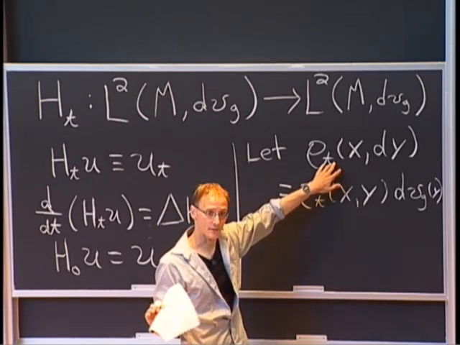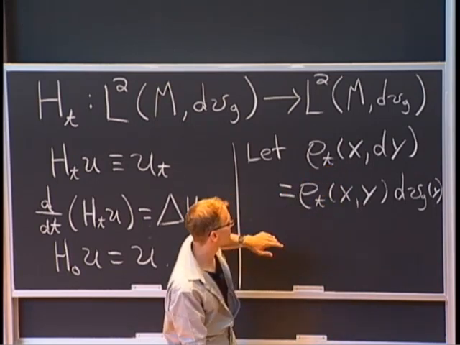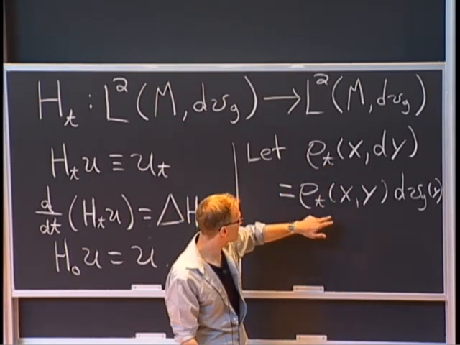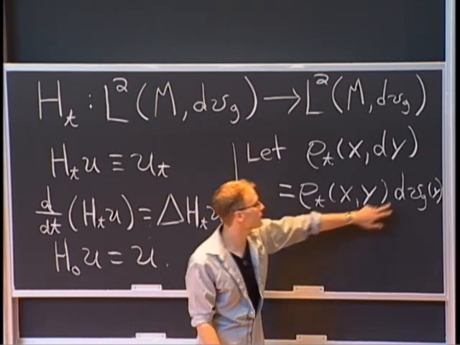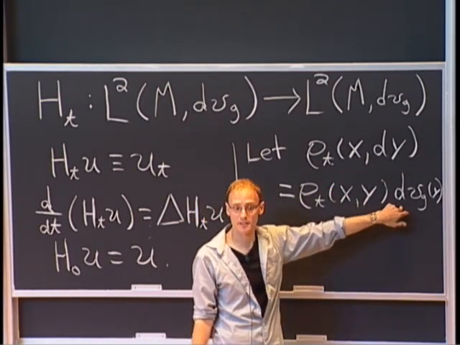Or you might be happier if you're coming from the point of view of basic analysis on Rn, of thinking of it as just something that, given a time t and a point x, gives you a function of y, right? But the relationship between these two is I'm just multiplying it by the Riemannian volume measure.